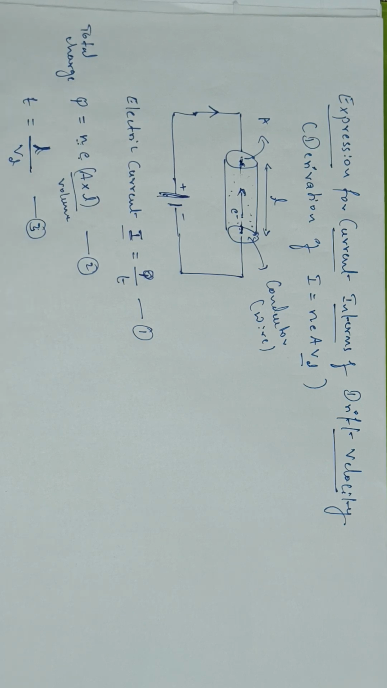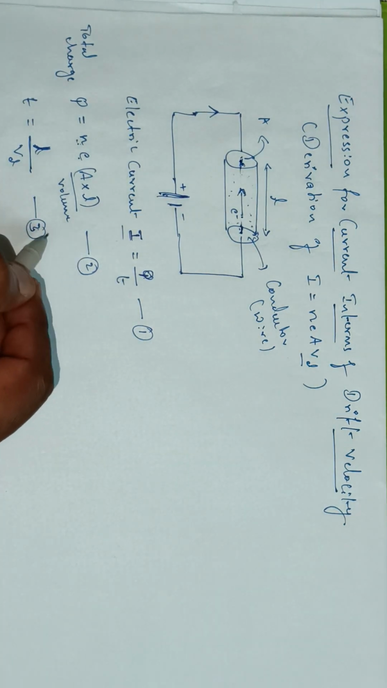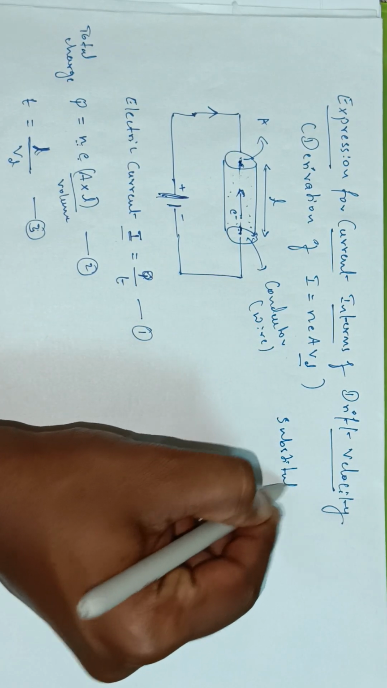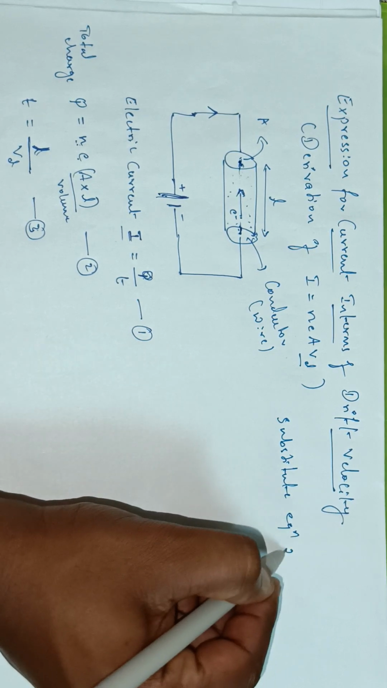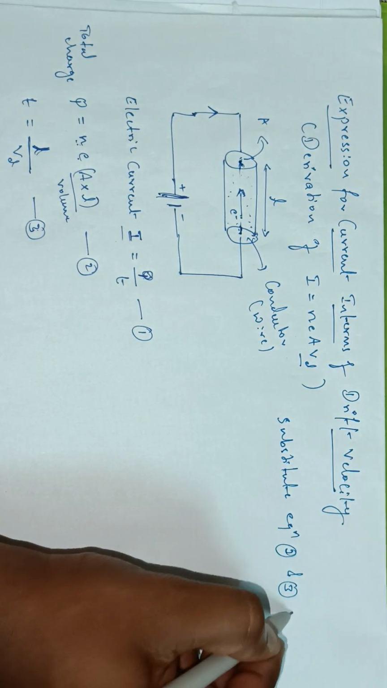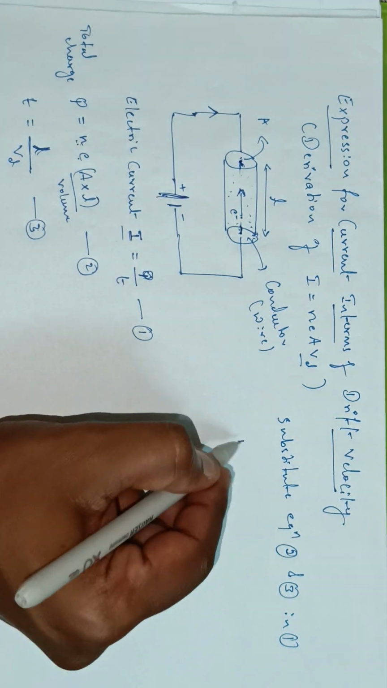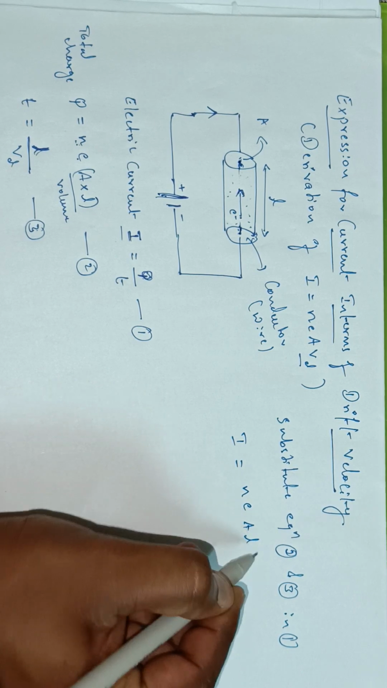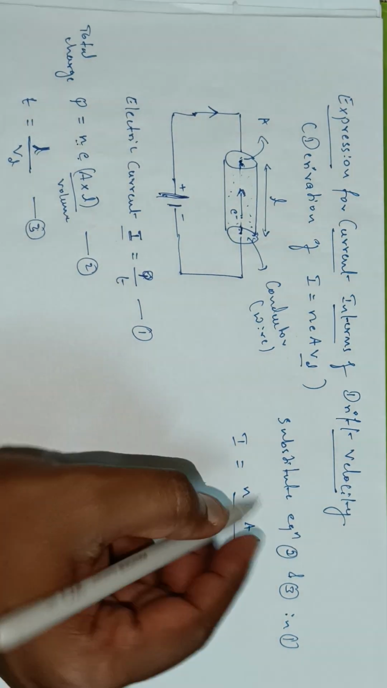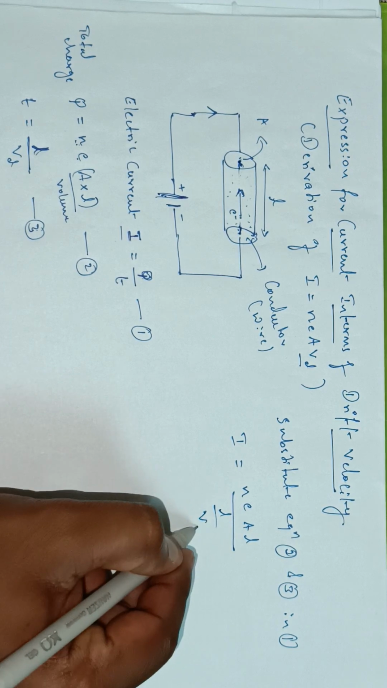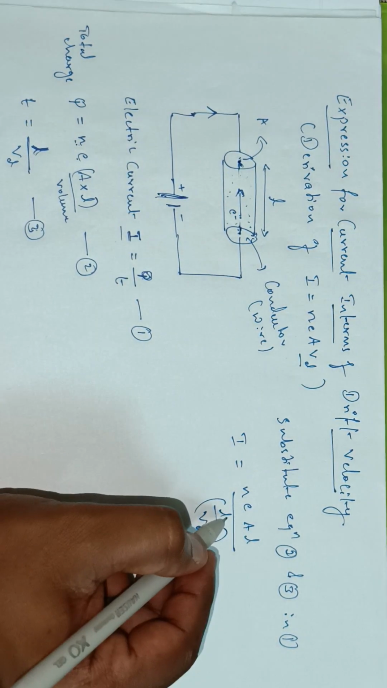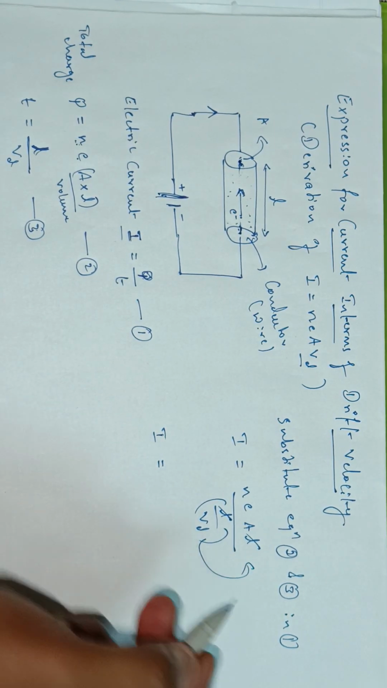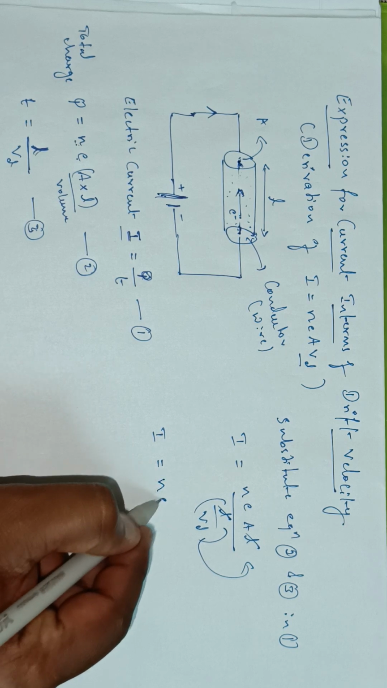Now substitute equations 2 and 3 in equation 1. I is equal to Q over T, so I is equal to n e A L divided by T, which is L divided by Vd. Here L cancels out, and Vd comes to the numerator. I is equal to n e A Vd.